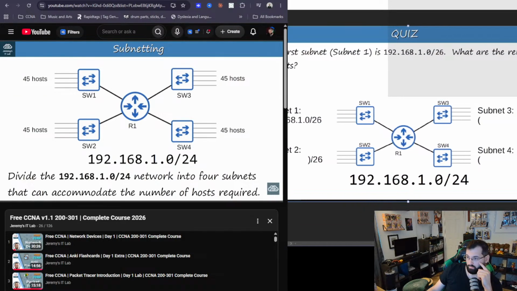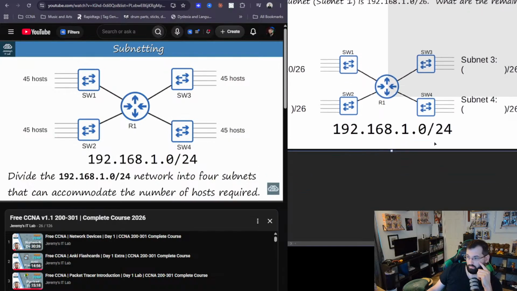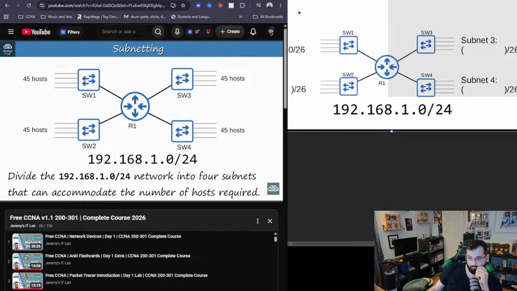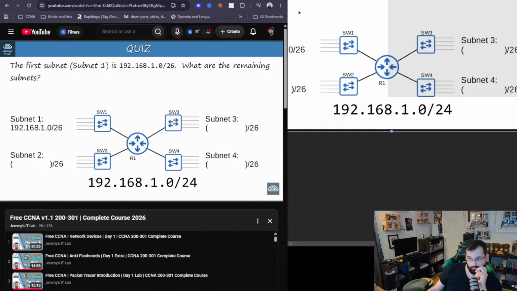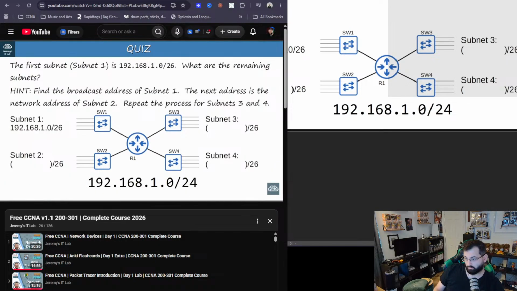I asked you to divide the 192.168.1.0/24 network into 4 subnets that can accommodate 45 hosts each. We found that a /26 subnet is the right size to fit 45 hosts, so we assigned the block 192.168.1.0/26 to subnet 1. If you don't remember how we determined that /26 is the correct size, take a minute to review the end of the last video. So I asked you to find the remaining subnets. I also gave you this hint. If you find the broadcast address of subnet 1, the next address after that will be the network address of subnet 2.